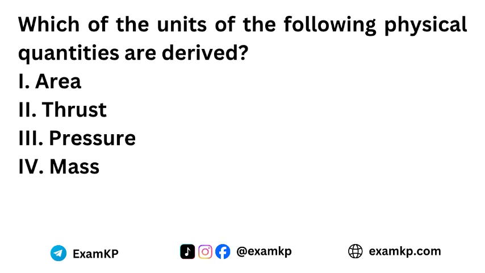Okay, here we go. Question 1. This is such a classic WAEC question. They love, and I mean love, testing if you know the difference between fundamental and derived quantities. So you've got 4 options: area, thrust, pressure, and mass. The task? Figure out which of these are derived. Simple enough, right? Let's get into it.